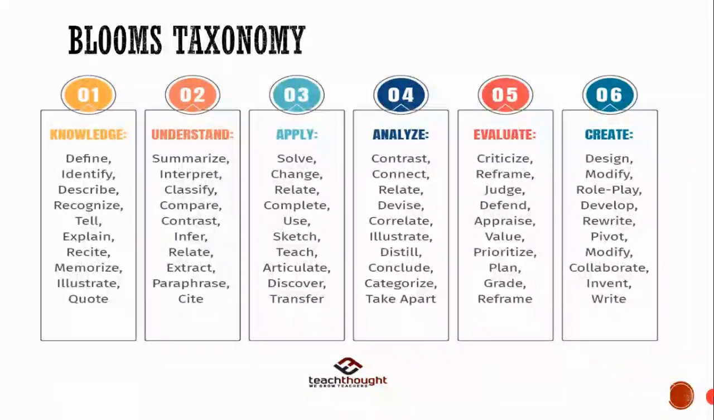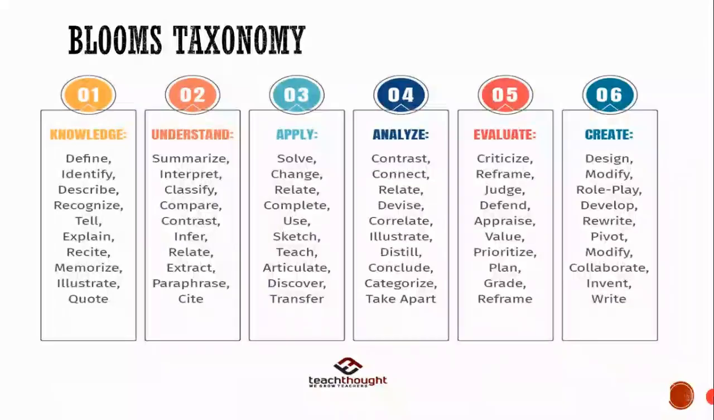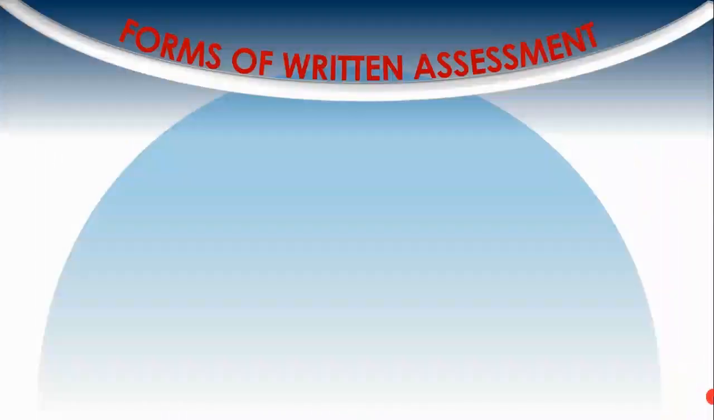So first, you need to familiarize yourself with your occupational standard and see which verbs have been used for different levels. And that will help you to come up with the right questions to assess the right competency. And that is basically what Bloom's taxonomy is all about.